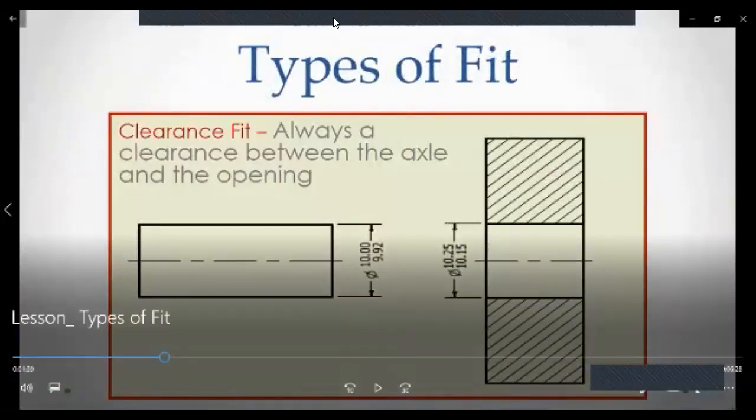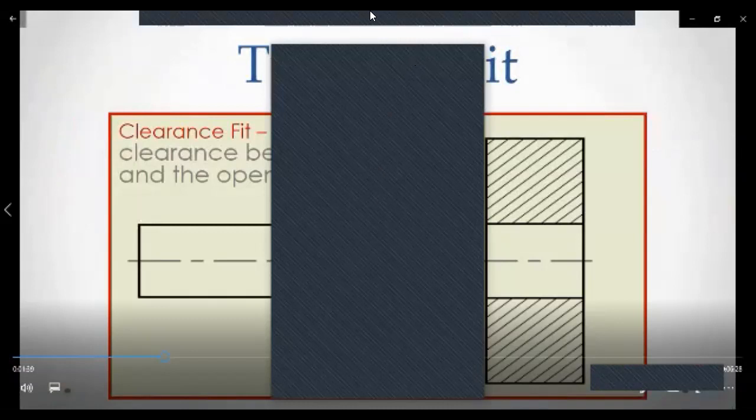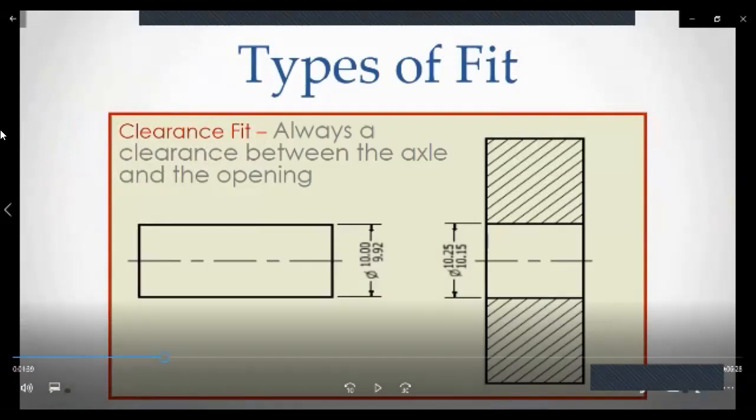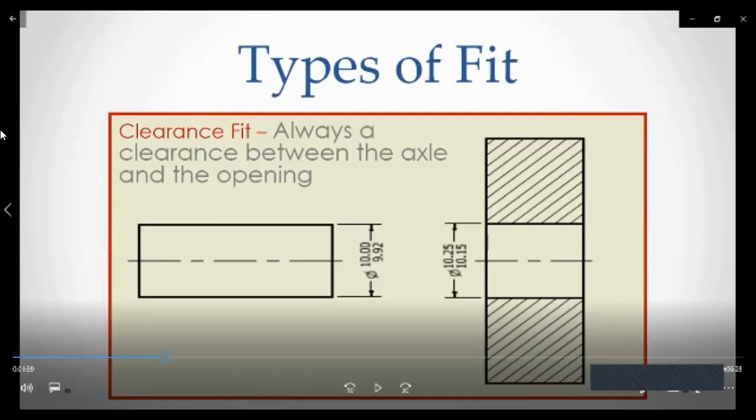Doubts? Yes, you see, we see that the minimum size of the hole is 10.15, isn't it? That's the minimum size of the hole. The maximum it can go to is 10.25, and the minimum is 10.15. So even if after manufacturing we get the hole size to be 10.15, that's the least accepted value. Let's say the shaft was manufactured for a maximum size of 10. That is the maximum that it can go. So even if it was manufactured for 10, we still have a clearance of how much?